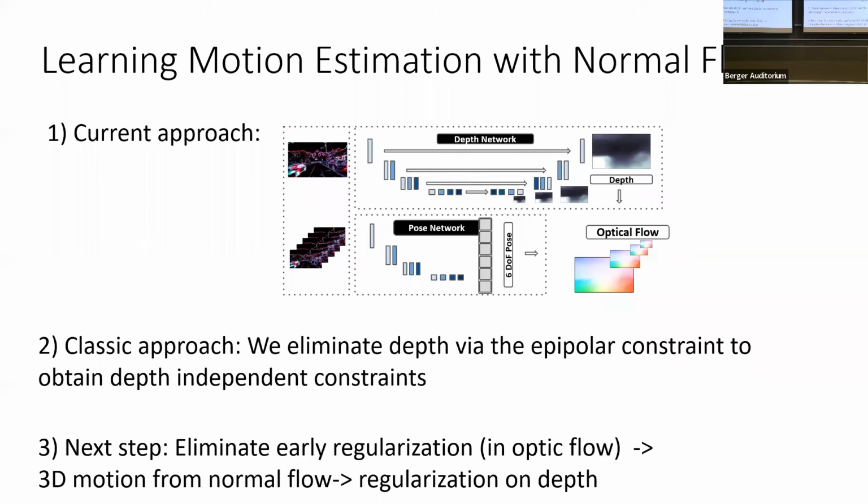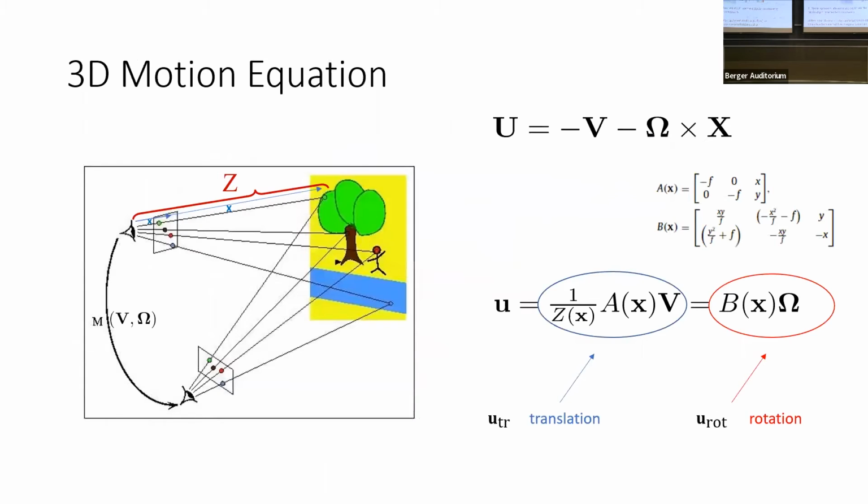So what I want to do now is really estimate motion first, robustly, with this normal flow, and then do other things like depth estimation, flow estimation, and segmentation. So how do I do this? Just to give you the very basics, when we talk about 3D motion estimation, we say it's due to a translation V and a rotation omega in space.